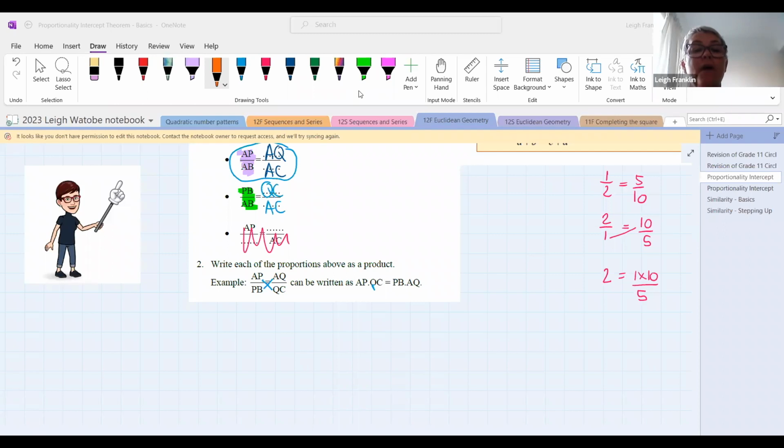You don't have to invert the fraction. You just need to cross multiply for this one. We're just writing it as a product. So let's have a look at what you guys have. Very nice. Yes, let's have a look.